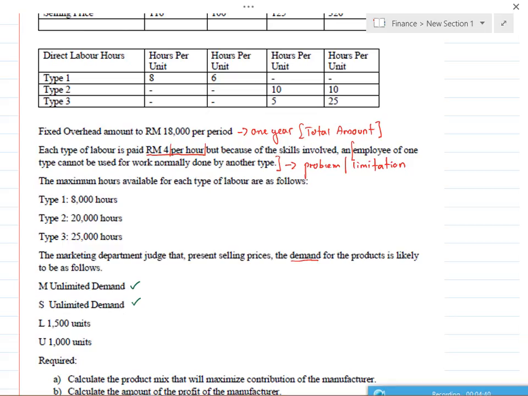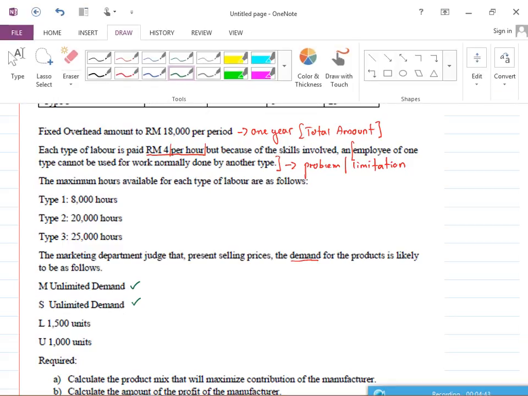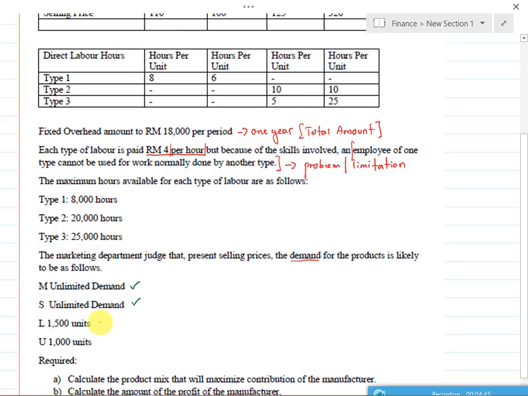What can you see from that? Yes, you have some limitations over there. Only 1500 units can be produced for L. Only 1000 units can be produced for U. That much only. You cannot go beyond that. You can produce less than or equal to the maximum of 1500. You cannot go beyond that. So that's a limitation. Okay, so that's another problem.